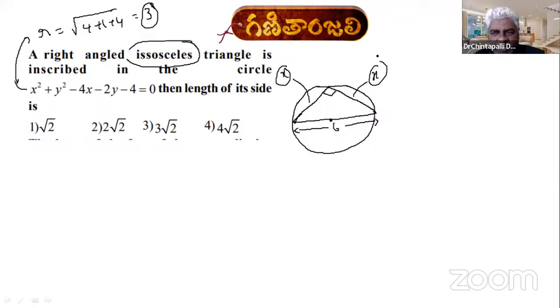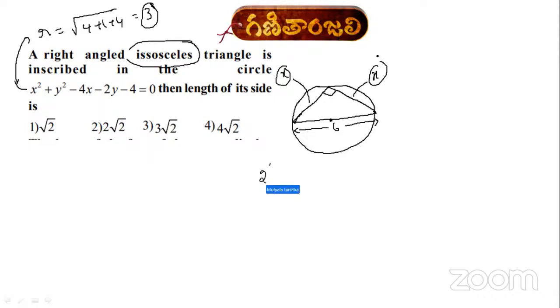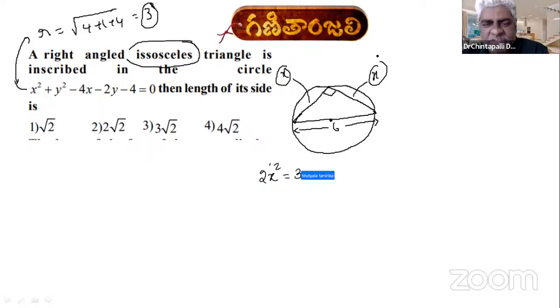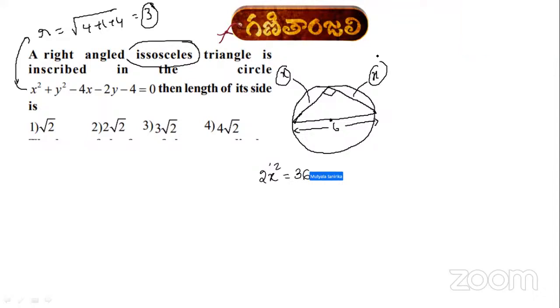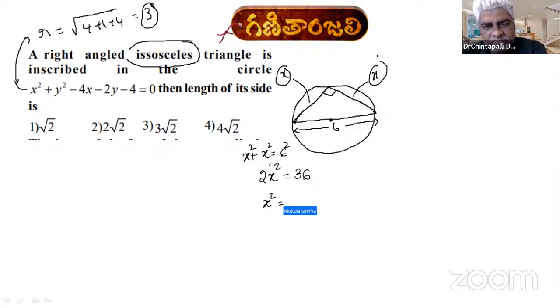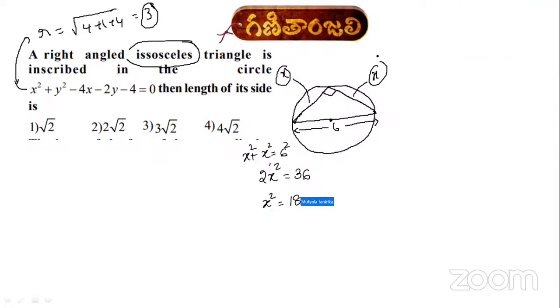Can you do it on the board? Use Pythagoras theorem. Side square plus side square is equal to hypotenuse square. Yes, sir. Do it. So it will be 2x square, equals x square plus x square is 2x square, right? Yes, sir. Very good. Then x square is equal to 18. x is equal to root 18.